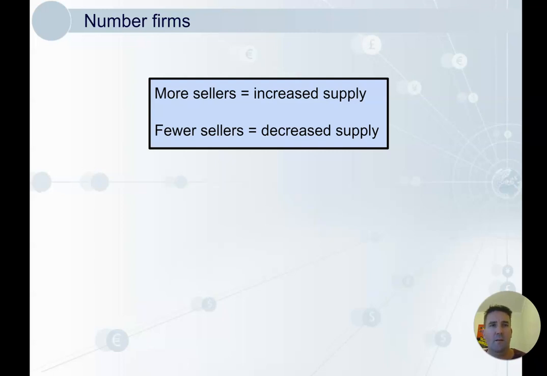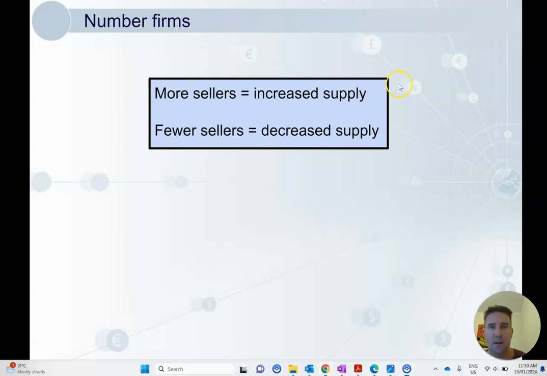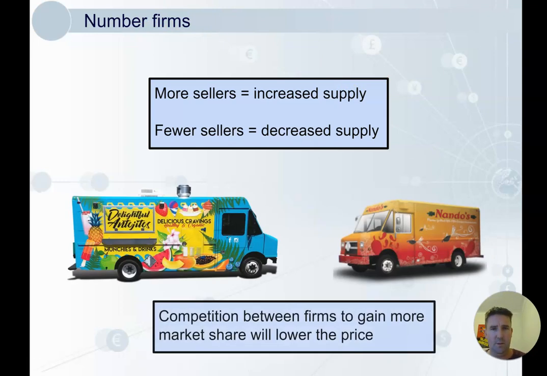Okay, number of firms. I need to learn how to write. Okay, this is pretty simple. More sellers equals increased supply. Fewer sellers equals decreased supply. So, for example, food trucks, more increased supply, and that competition between firms to gain more market share will tend to lower the price that consumers are charged.